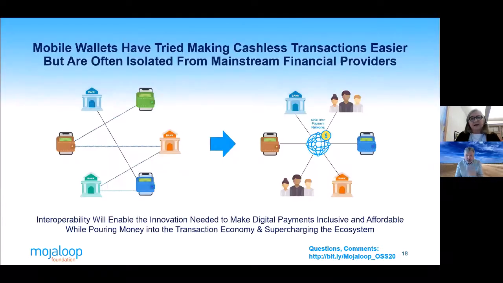And while mobile wallets are an important factor here, and they've really made cashless transactions easier, they're often isolated from mainstream financial providers. So we had too many stovepipes. And what we wanted to do with Mojaloop is ensure that there was interoperability across all the different players in the ecosystem, to allow a consumer to use the tool of choice for them that makes sense, with a relationship with a business or a bank or government as needed, but have the ability to exchange that money across various different providers. So the interoperability is so key.